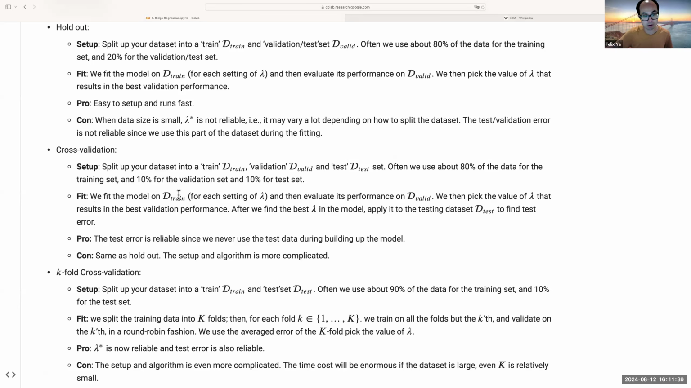We fit the models on the training set for each setting of lambda, then evaluate performance on the validation set. Then we pick the value of lambda that resulted in the best validation performance. After that, we take the best lambda and apply the model to the testing data set to find the test error. In this case, the test error will be reliable because we never use that test data while building the models. But of course, we have the same problem as holdout: if the data is small, this won't be reliable. And the setup and the whole process are more complicated.